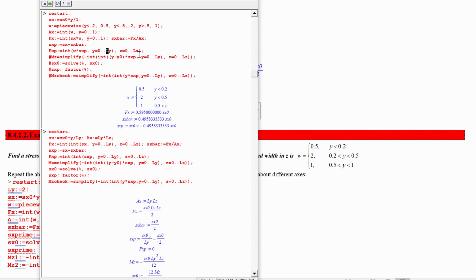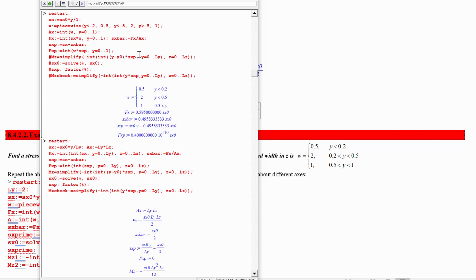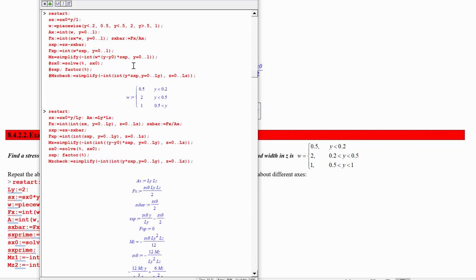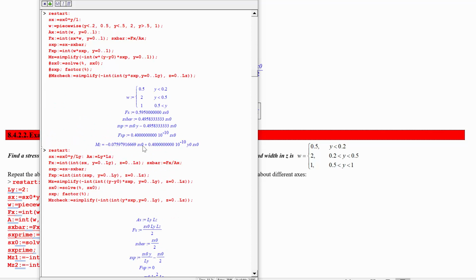Let's check that. And it is sometimes 10 to the negative 10, so that's basically 0, and should produce the same moment about every point. So the y naught should drop off after we do this integral. So we'll do w times that, and we'll take the integral up to 1, and then close the bracket for the simplify function. And the y naught term disappears.